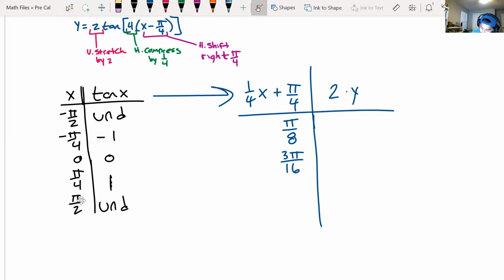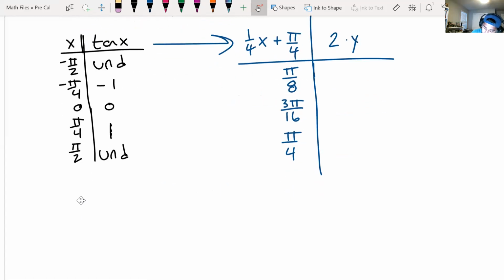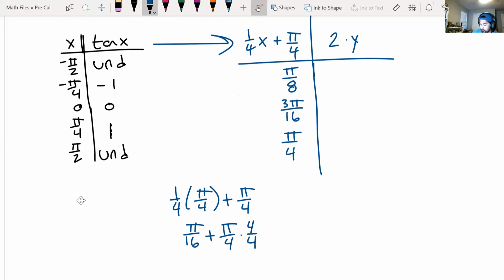And then you get 1/4 times 0 plus pi over 4. Hey, that's nice. You just end up with pi over 4. Zeros are the best. And then next is 1/4 times pi over 4 plus pi over 4. You get pi over 16 plus pi over 4. Common denominator 4. Pi over 16 plus 4 pi over 16, 5 pi over 16.